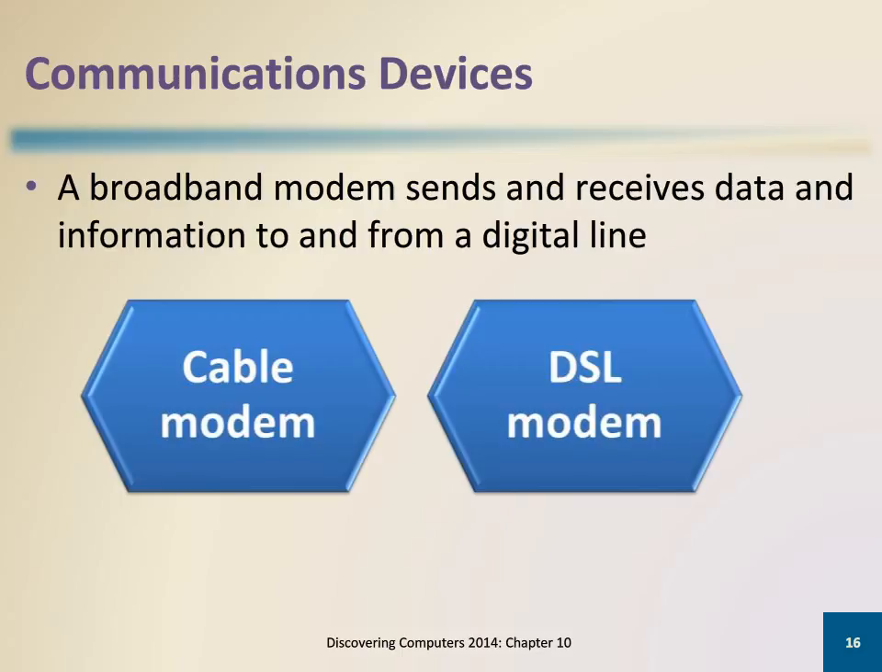A cable modem is a broadband modem that sends and receives digital data over the cable television network. A DSL modem is a broadband modem that sends digital data and information from a computer to a DSL line and receives digital data and information from a DSL line.